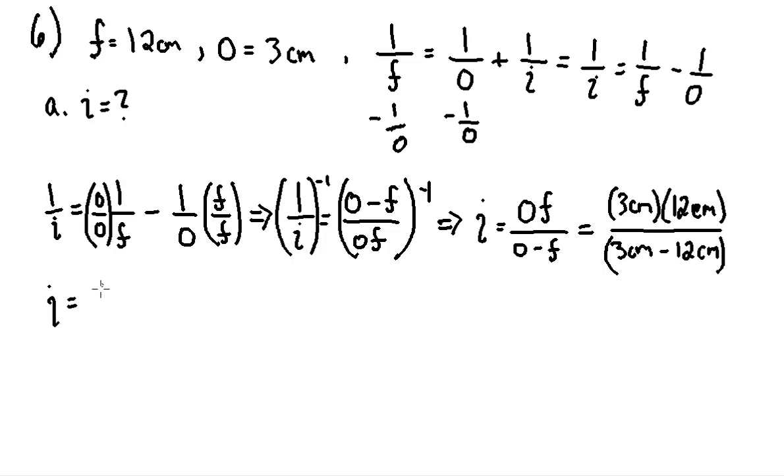Okay, so 12 times 3 is 36. And 3 minus 12 is -9. Oh, I messed up there. This is centimeters times centimeters, so it's centimeters squared. So 36 divided by 9 is 4, but this is 36 divided by -9, so that gives you -4. The square centimeters cancels out with this centimeters down here, and you get -4 centimeters. That's your image distance. That takes care of A right here.